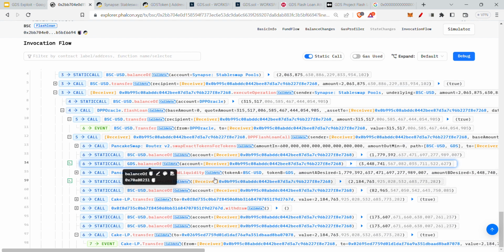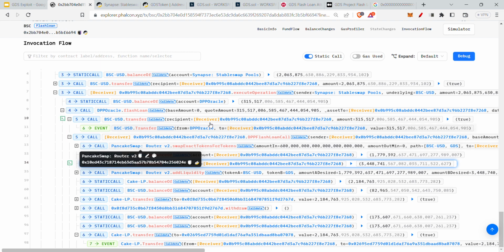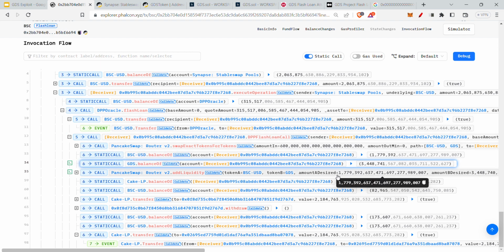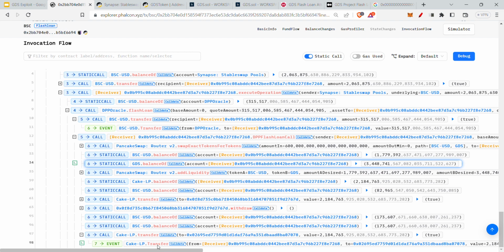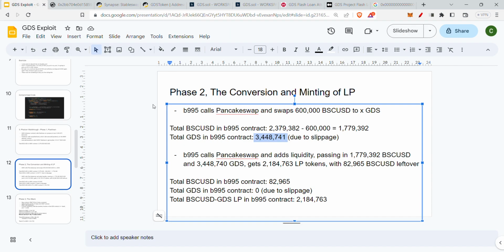Next, this contract calls add liquidity. So he wants to create LP tokens using BSC USD and GDS. He puts in 1.7 million USD and 3.4 million GDS. Amount A desired, amount B desired. And what happens is he gets back LP tokens. He gets back 2.1 million LP tokens and a leftover of 82,965 BSC USD tokens.